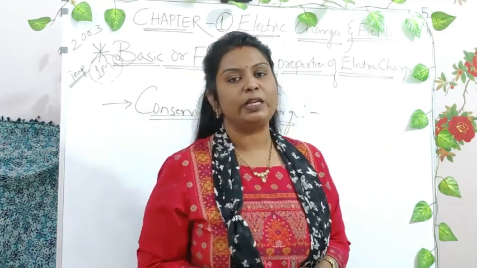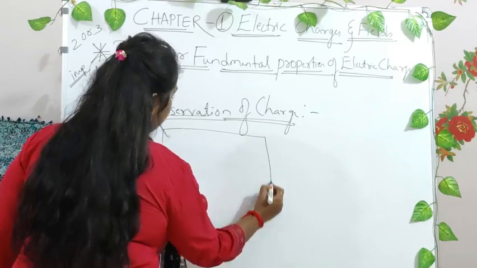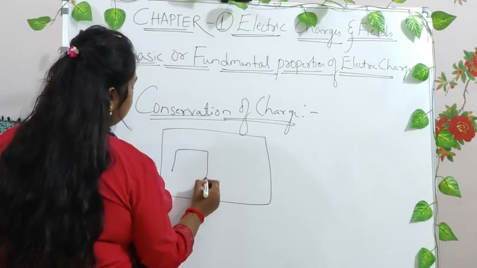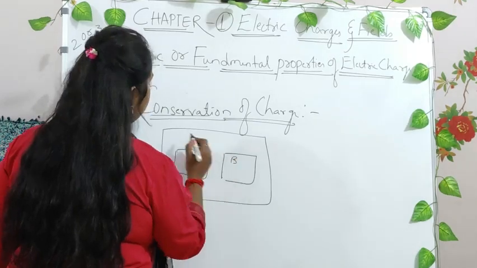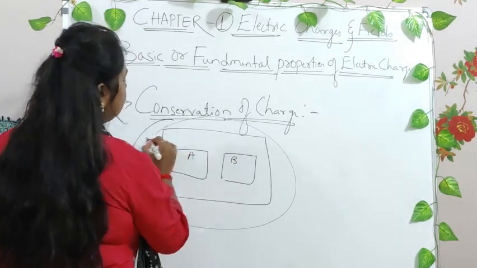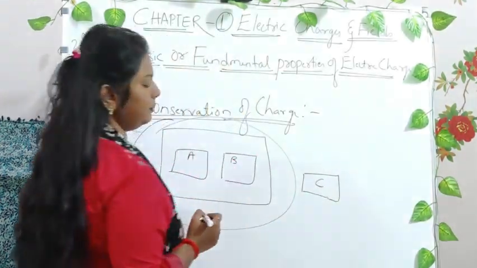Now what do you mean by an isolated system? Say for example, you have a system, and you have two subsystems, subsystem A and subsystem B here. Now this is called an isolated system. You have another system, say for example C.